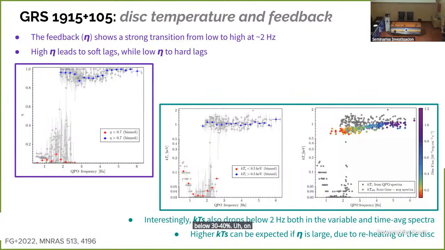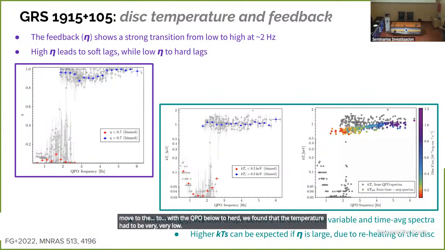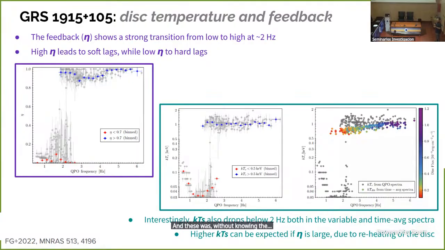At the same time, we were also fitting the temperature of the disk from our model without looking at the spectrum. And when we did that, we found that above 2 Hertz, the temperature of the disk needed to be around 1 keV, so a very hot disk. While when the source moved with the QPO below 2 Hertz, we found that the temperature had to be very, very low. And this was without knowing the spectrum of the source.